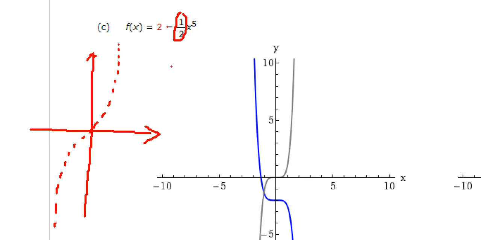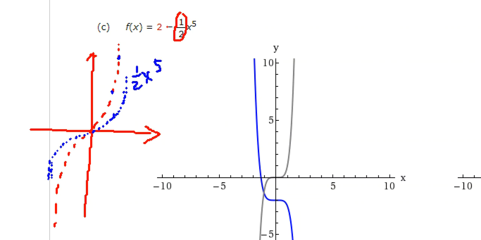1/2 is a number that's less than 1, so its effect is like shrinking or compressing. So basically, if this were 1, then it should become 1/2. If this were 2, it should become 1, and so on and so forth. Basically, it's just being compressed, okay? So that's what's occurring. So the blue one is representing 1/2 of x to the fifth.